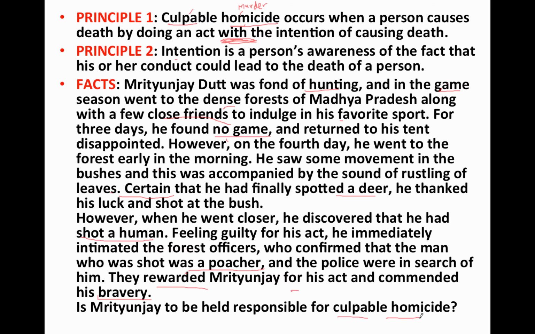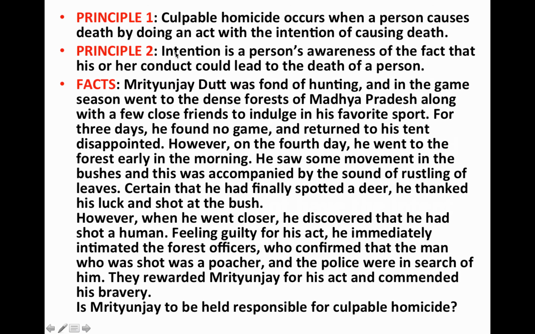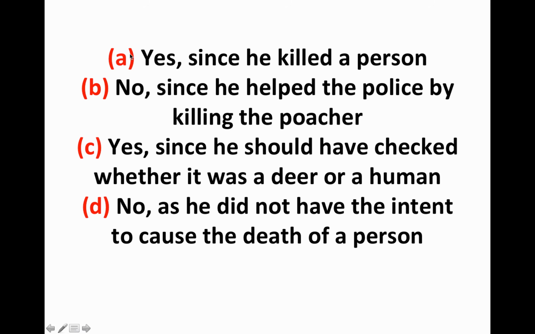I have already told you the meaning of the words culpable and homicide. The first option says that yes, since he killed a person, but was he intending? Our second principle clearly mentions that intention should be there to kill. Now, did he have any intention to kill a person? No. Mr. Dutt did not have any intention to kill someone, especially a human. Did not have intention to kill a human being, okay? He intended to kill an animal. So option A is wrong.